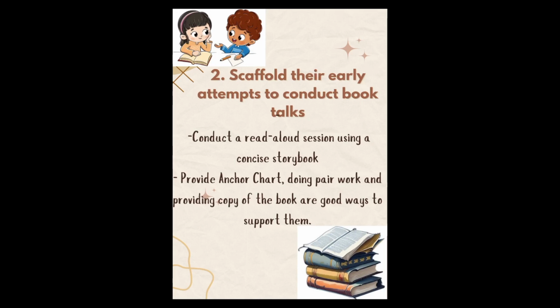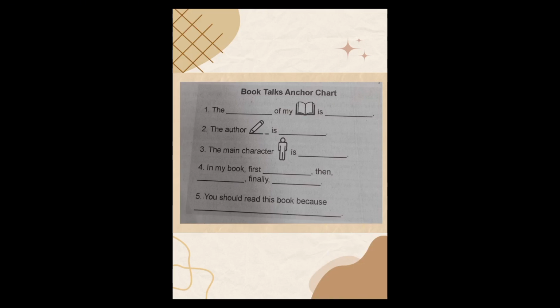The next step is to scaffold the pupils' early attempts to conduct book talks. Prepare the pupils toward their big day. We may first conduct a read-aloud session using a concise storybook. We may review the effective ways to attend read-aloud meetings in Lesson 5. Stories like Lily's Purple Plastic Purse or The Woman Who Swallowed a Fly may be used, depending upon the choice of the teacher. Explain how to prepare for a book talk by giving them ways to elicit the salient details they need. Providing an anchor chart, doing a pair work, or providing them a copy of the book may all be good ways to scaffold them in this part. And here is an example of a book talk's anchor chart.